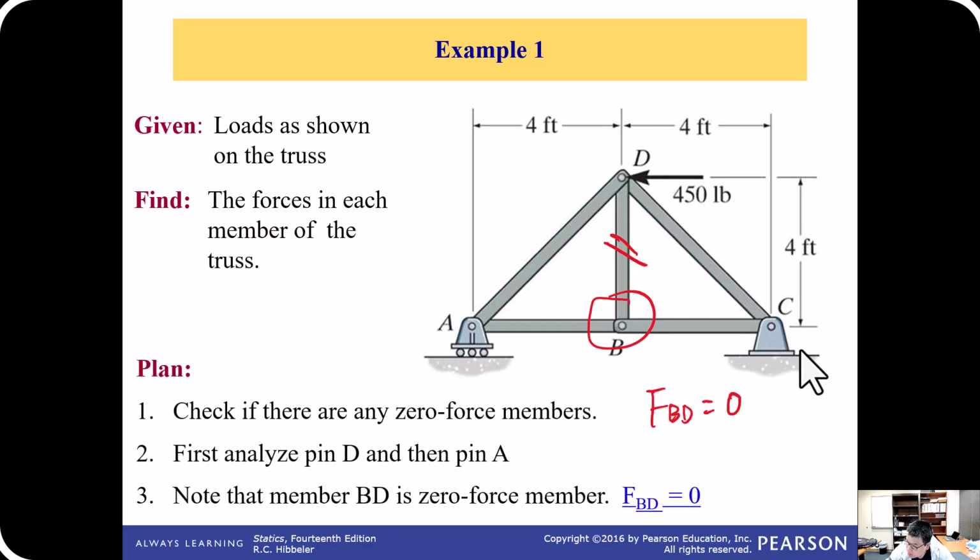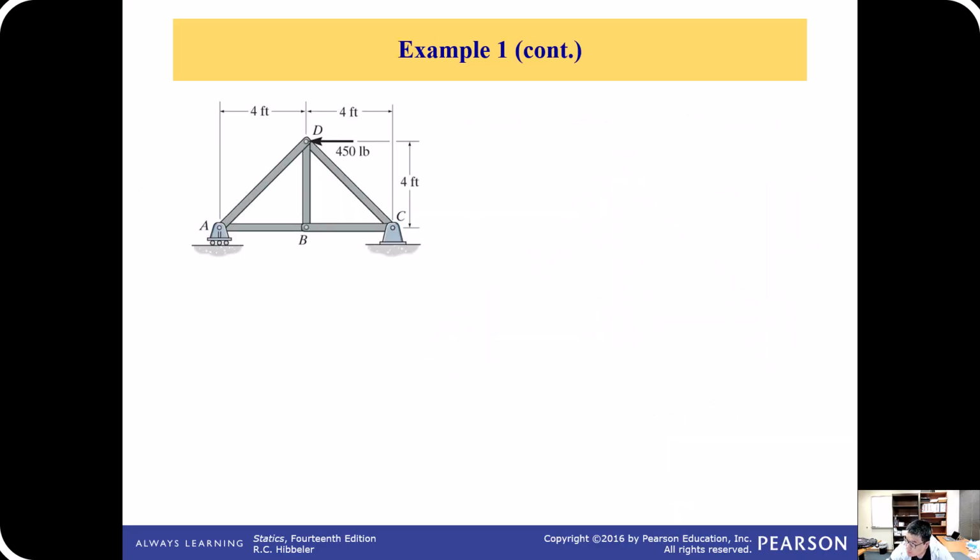So here's our plan. As we discussed, first we need to check if there are any zero force members, and then analyze each joint. We can get started with joint D, and then analyze joint A. For joint D, because FBD is 0, it has 3 forces. One force is external, the 450 pound force, as shown in blue, and the other two are FAD and FAC. They are both forces from the members.